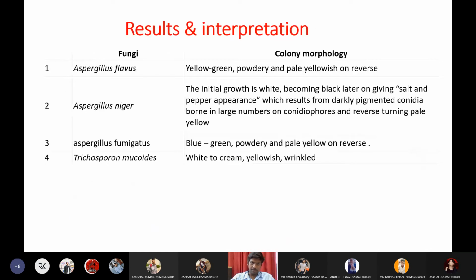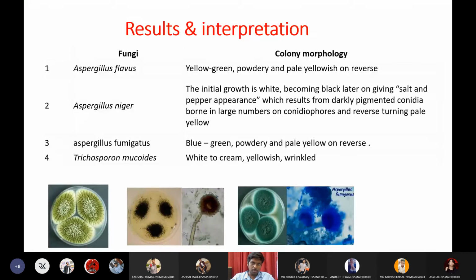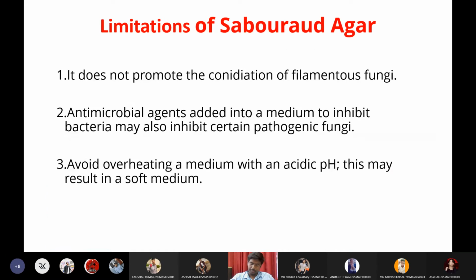A few examples include flavus, which will be yellow-green in color, like this. Niger will be black colored colonies. Fumigatus will be blue-green colored colonies, whereas Trichosporon mucoides will cause mucoid colonies. Limitations of SDA include that it will inhibit filamentous fungus growth.